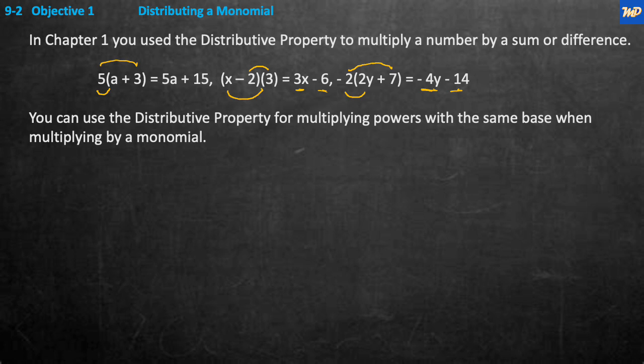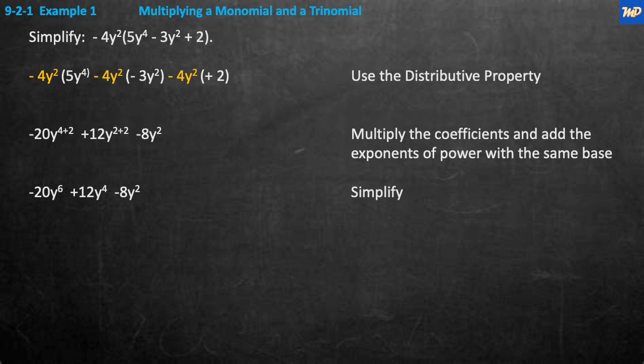You can use the distributive property for multiplying powers with the same base when multiplying by a monomial. Okay, Example 1, multiplying a monomial by a trinomial. So here's the distributive property at work. Instead of just doing a binomial times a monomial, we're going to do it times a trinomial, but it works exactly the same way. It says simplify negative 4y squared times the quantity 5y to the fourth power minus 3y squared plus 2. So how does that work?